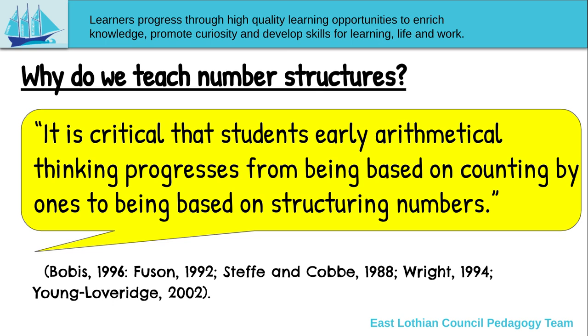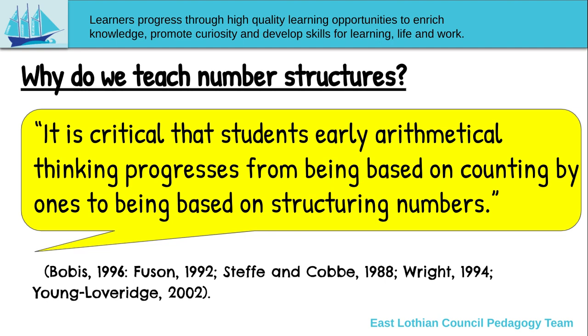Most pupils' early arithmetical strategies are based on counting by ones. So if you present a child with the sum 7 add 6, they may solve this by counting 6 on from 7. Or they may even start at 1 and count 1, 2, 3, 4, 5, 6, 7 and then add on the 6 ones. But it's important that they develop more knowledgeable ways to add and subtract numbers.